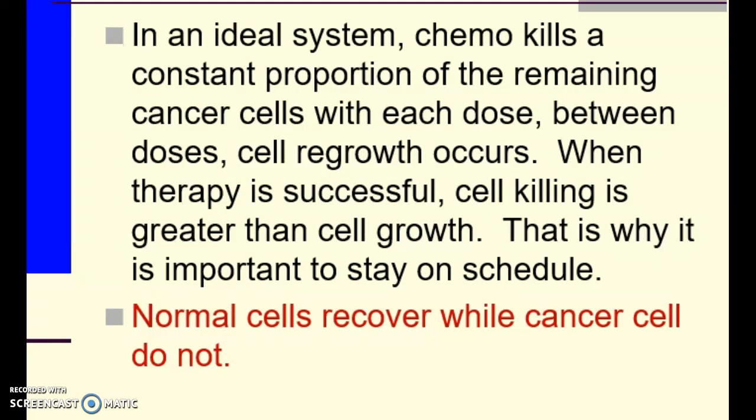In an ideal system, chemo kills a constant portion of the remaining cancer cells with each dose. Between doses, cell regrowth occurs. When therapy is successful, cell killing is greater than cell growth. And again, healthy cells outlive the unhealthy cells.